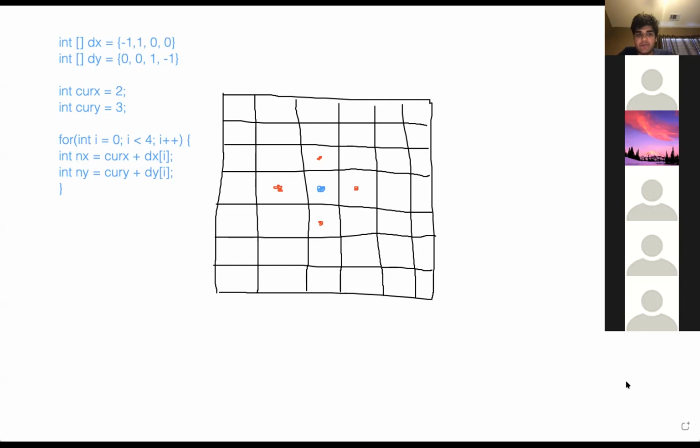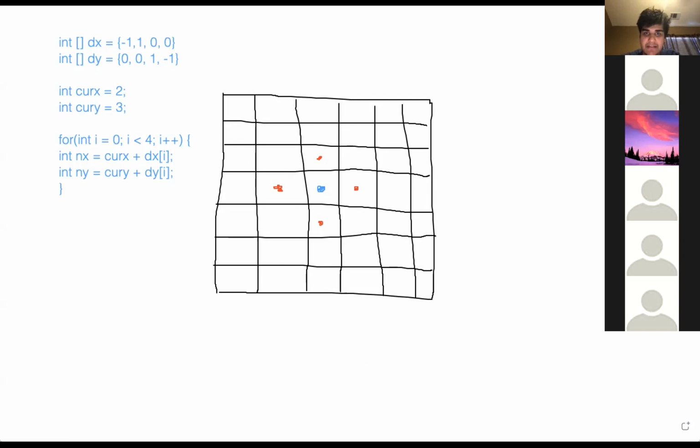Before we move on, did anyone have any questions about this dx dy thingy? Does everyone get how it works? I think it's pretty cool. Okay, assuming everyone's good with that, then.